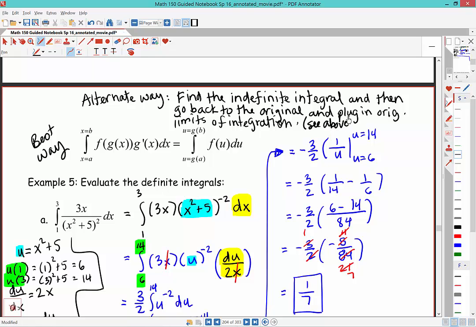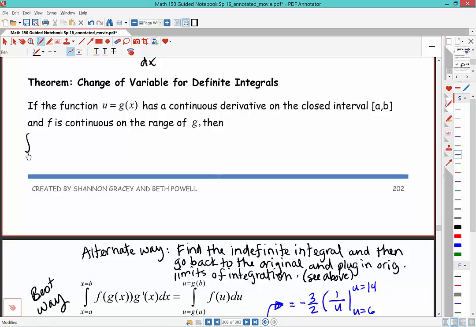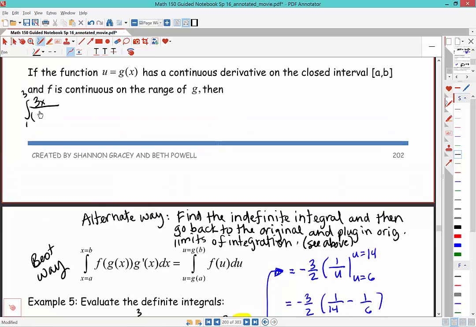So here we go. What was our problem? We had this integral from 1 to 3 of 3x over, was it x squared plus 5, the quantity squared, with respect to x, okay? So, remember that we rewrote that as the integral from 1 to 3 of 3x times x squared plus 5 to the negative 2 with respect to x.